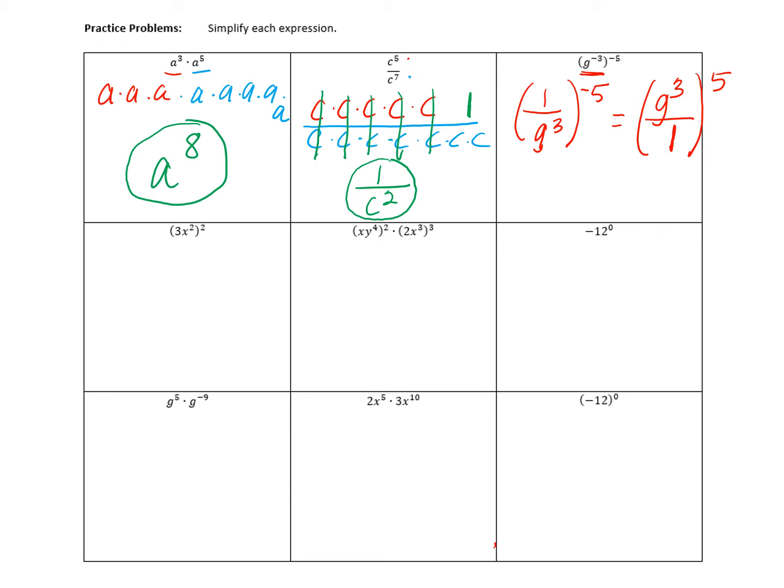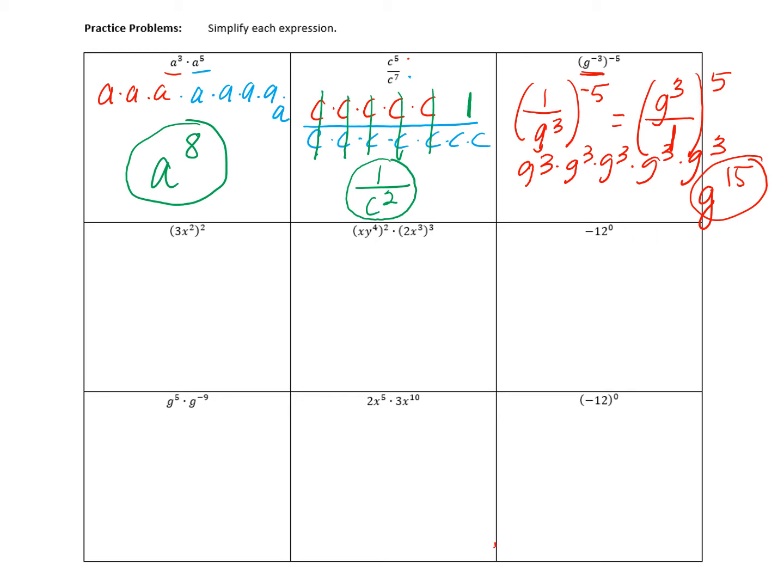And then when we raise a power to a power, we multiply, but remember that means g cubed times g cubed times g cubed. So that would be 5 times. And so we have 3, 6, 9, 12, 15. So my final answer would be g to the 15th power. And you could put that over 1 if you wanted to, but it's not necessary.